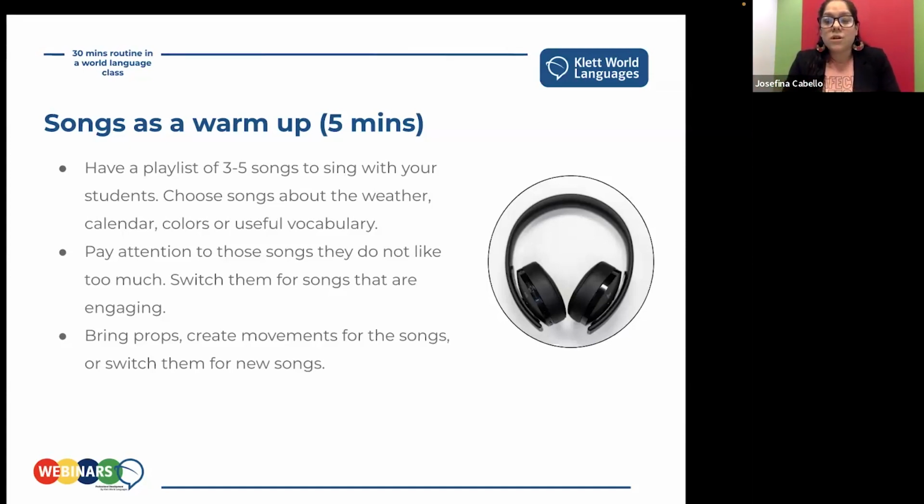Pay attention to the songs that your students don't like too much and switch them for songs that are more engaging. With this being said, this is when you're trying to sell the class to your students. This is when you tell them, we're going to have a good time here.